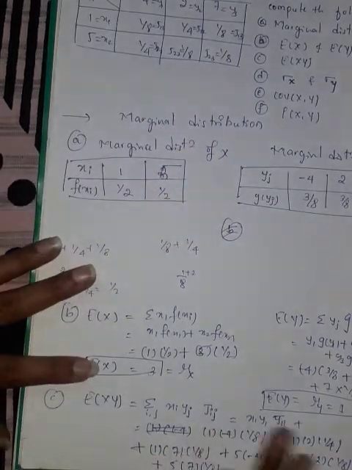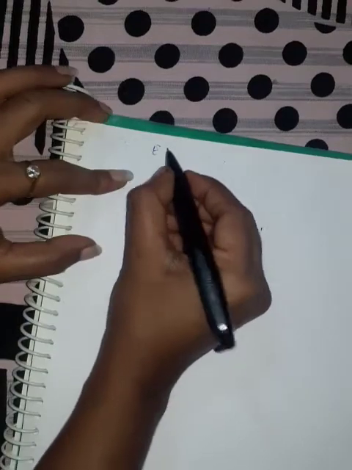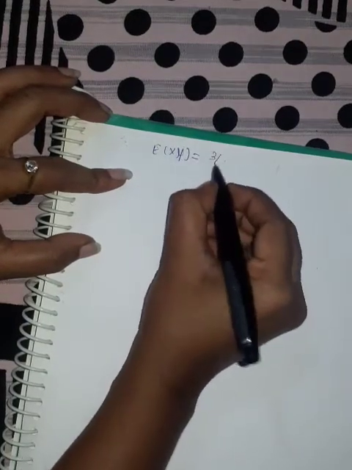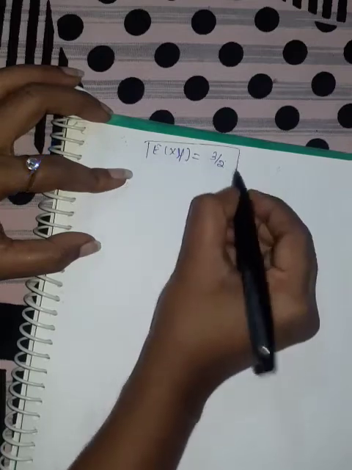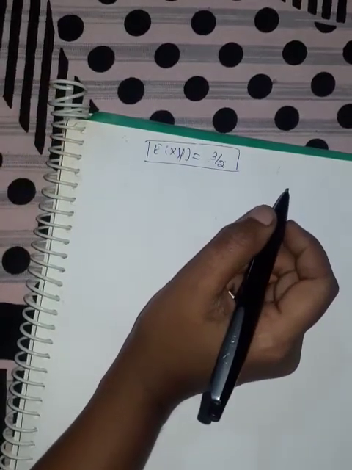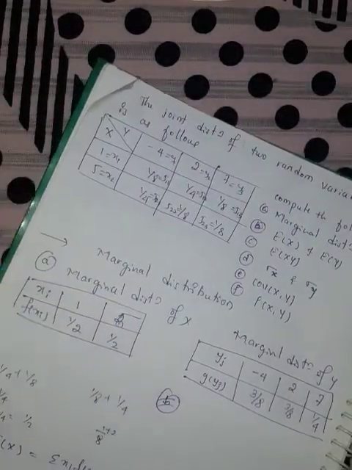If you simplify all these values, you will get expectation of x into y is 3 by 2. Next, what did they ask us to find? Sigma x and sigma y.